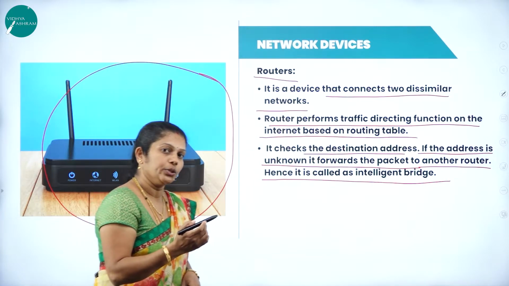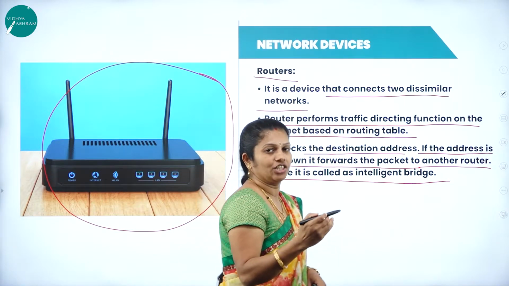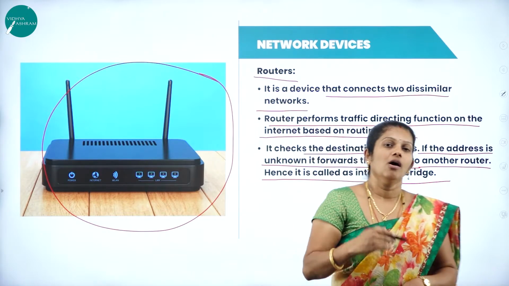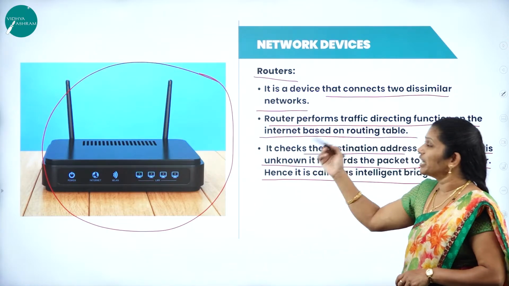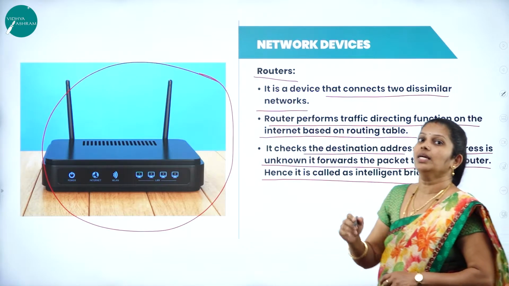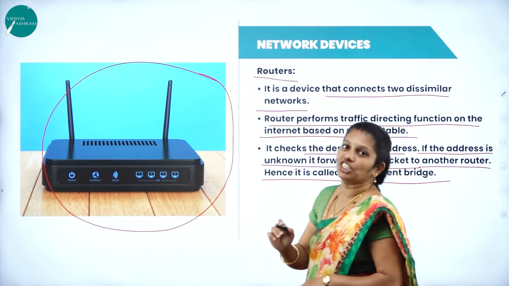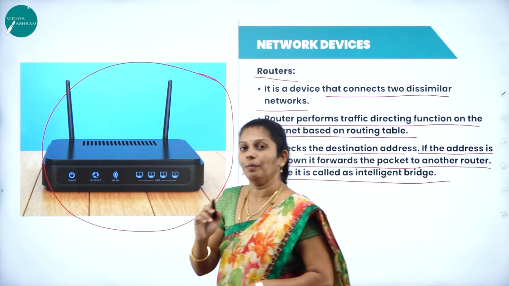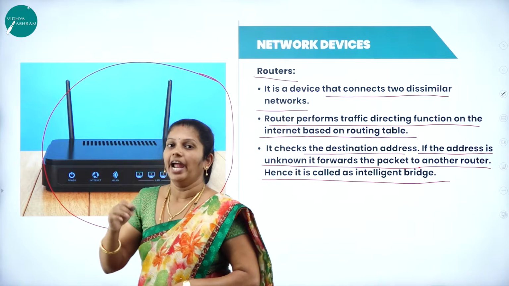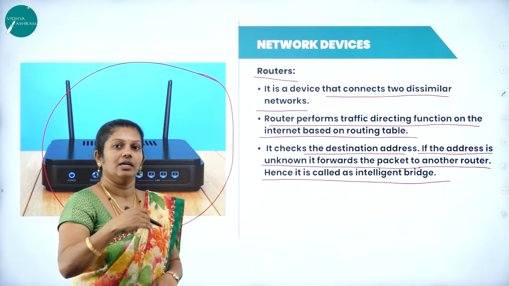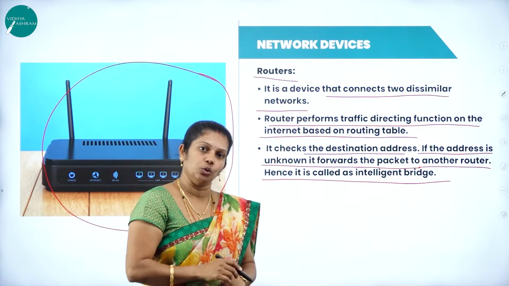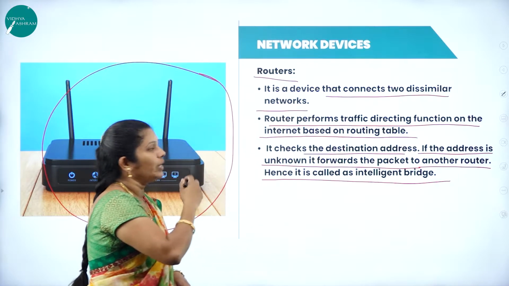Because, as I already told you, when you want to pass the packets from source to destination, at that time this bridge will check whether the destination address is matching or not. If it is not matching, then what will it do? It will forward that data, that packet, to the next node. By that, the process will continue.